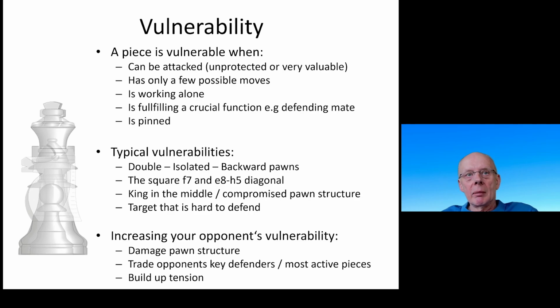So you can have a damaged pawn structure. In the opening it's f7 and many times the e8-h5 diagonal, especially when black has moved their pawns. A king in the middle can be a vulnerability, so you can open lines to attack the king. And of course, if the pawn structure in front of the king has been compromised, that is also a vulnerability. And in general, you have to look for targets, for vulnerabilities that are hard to defend.